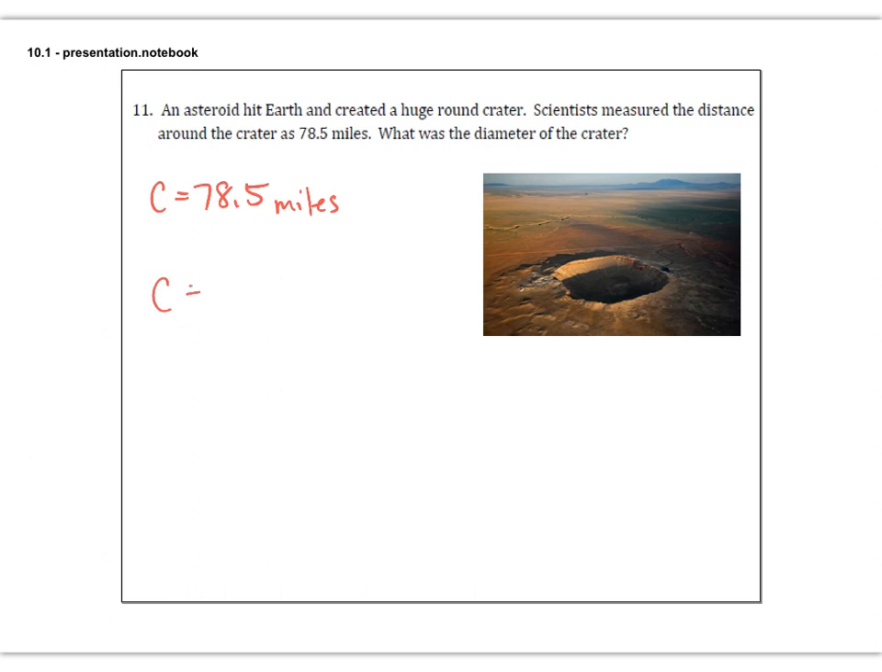Well, remember, circumference is diameter times pi. The 78.5 goes in for the c. We don't know the diameter. Pi can stay pi. If I want to solve it for diameter, I'm going to have to divide by pi. I would grab my calculator, type in 78.5 divided by pi. Go ahead and do that.